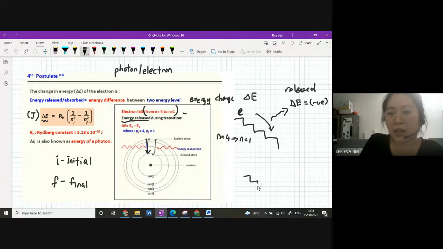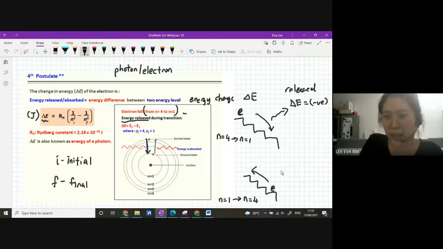Tapi macam mana kalau kita ada absorption? So electron, let's say dekat sini, we want to move onto a higher energy level. So say from n equals to 1, we want to move to n equals to 4. You make a transition. So when you want to go upstairs, awak nak naik tangga, perlu energy kan? So energy will be absorbed. In this case, when you need energy to excite your electron to a higher energy level, delta E, you will get a positive value.